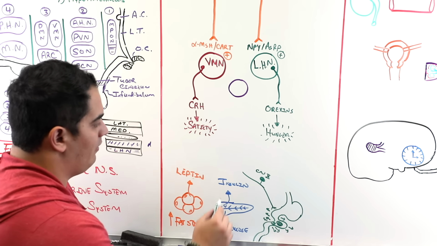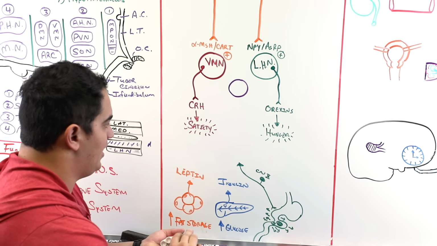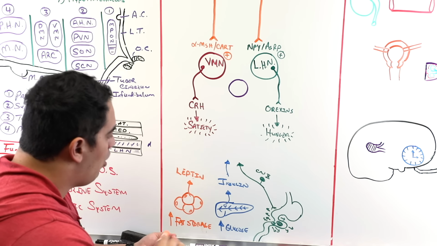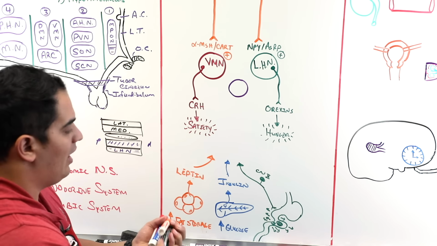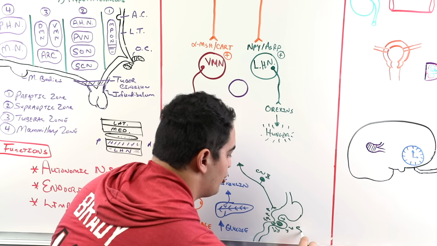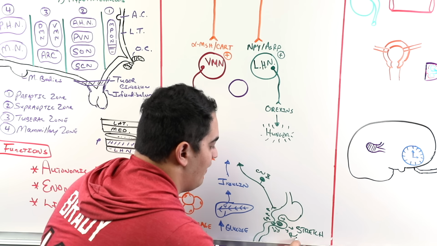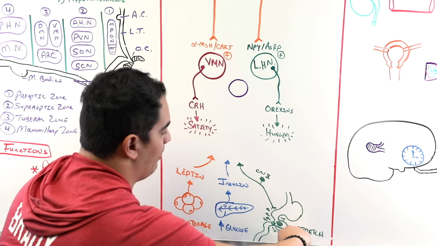So the vagus nerve will send signals up to your hypothalamus. Insulin can send signals to your hypothalamus. And leptin can also send signals to your hypothalamus. Okay? So whenever there is stretching, so we'll put here stretch, that's going to activate the vagus nerve. There's one more hormone that we have to mention. I don't want to get it confused here, so we're going to draw it here in pink.